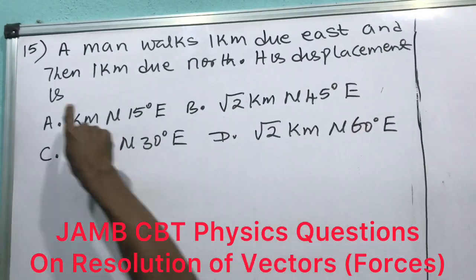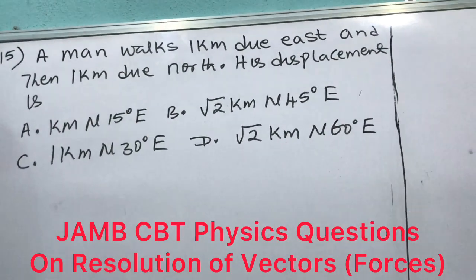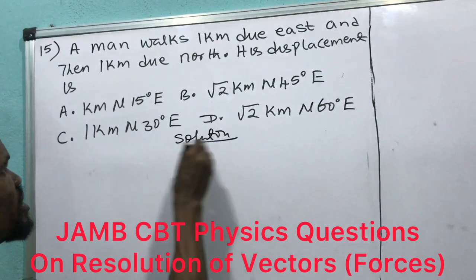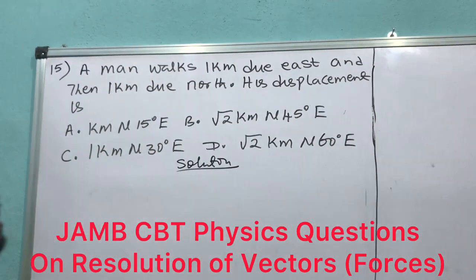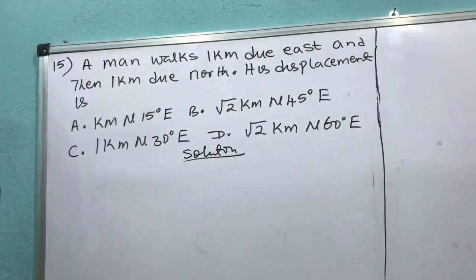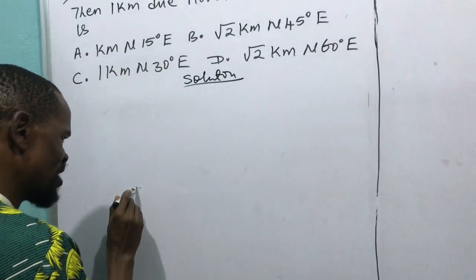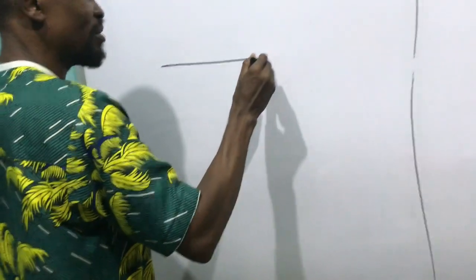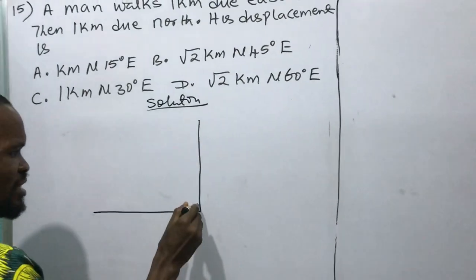His displacement is, look at the option, his displacement is what? We'll look at the solution first without wasting time. They say a man walks 1 kilometer due east and later walks 1 kilometer due north. He moved like this, east. Then from there he moved again north, and this is 90 degrees.